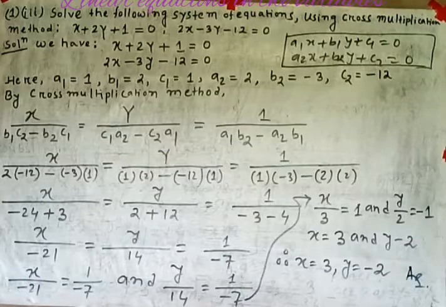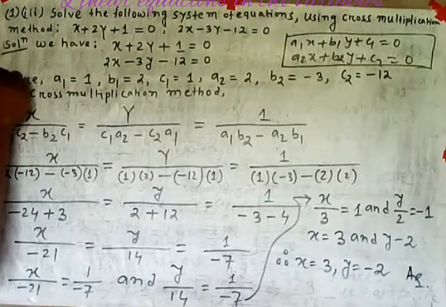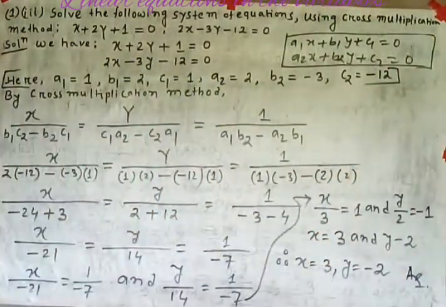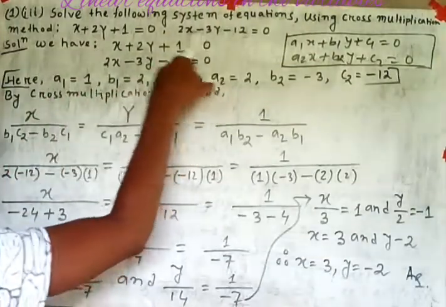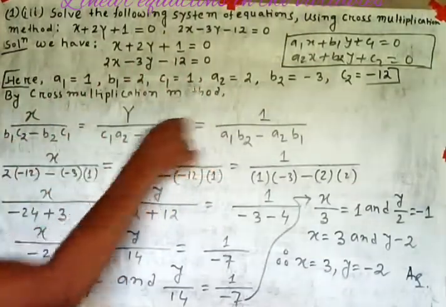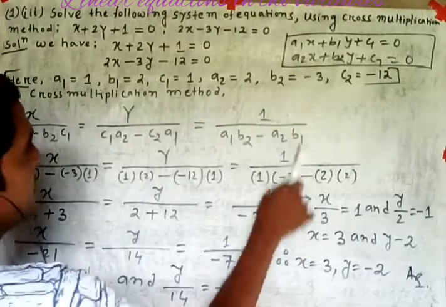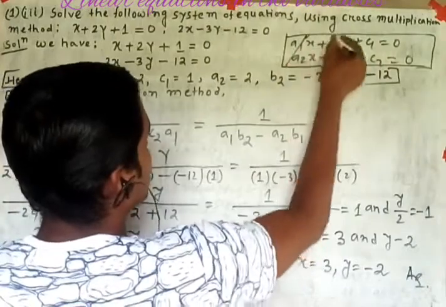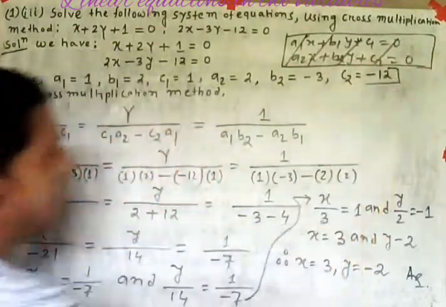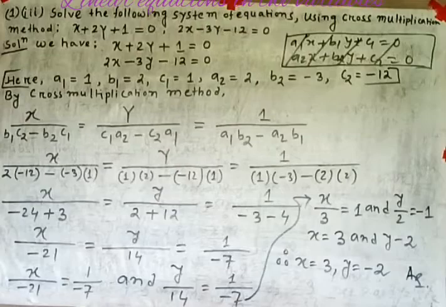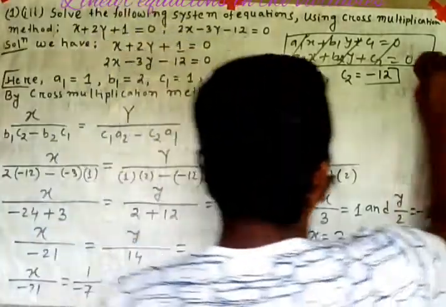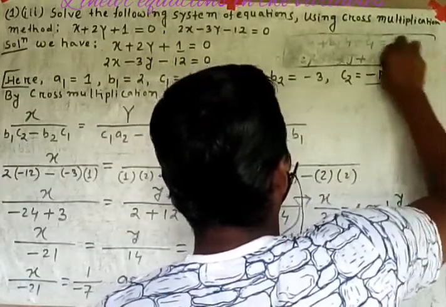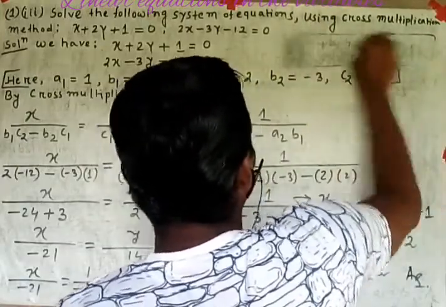So in this problem, if you can understand, then this part no need to write. This part no need to write. First of all, you write down these two equations, then you write by cross multiplication method, then you go like that, and this part also no need to write. This is only for your understanding. I was trying to help you like that. This part is also not necessary.